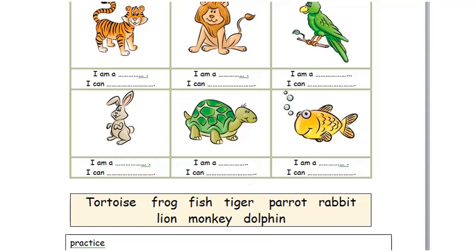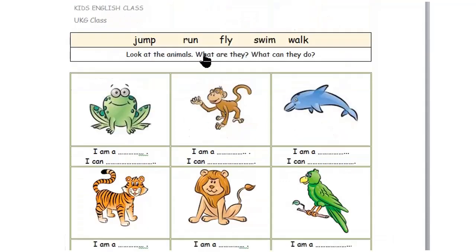Now let's see what can they do. Here are some actions children what animals can do. First one, jump.